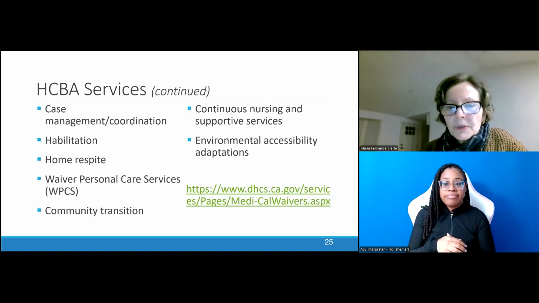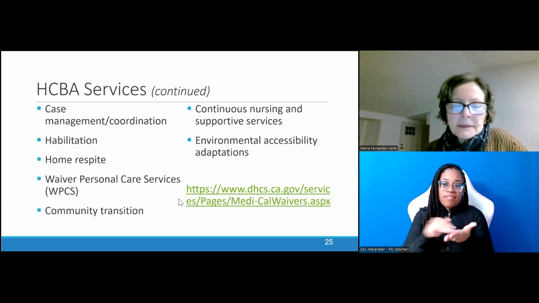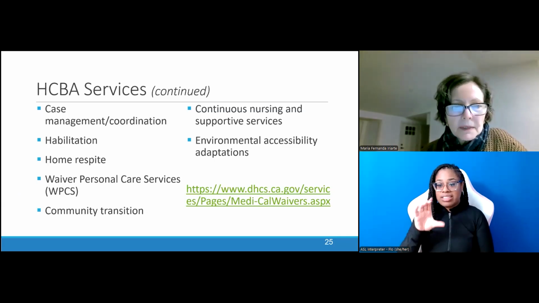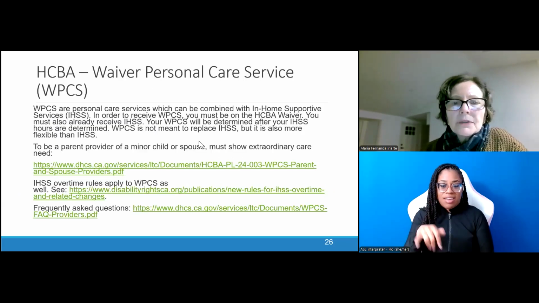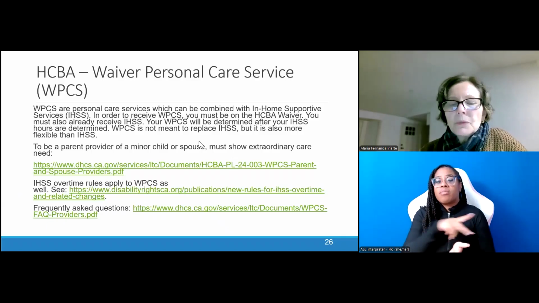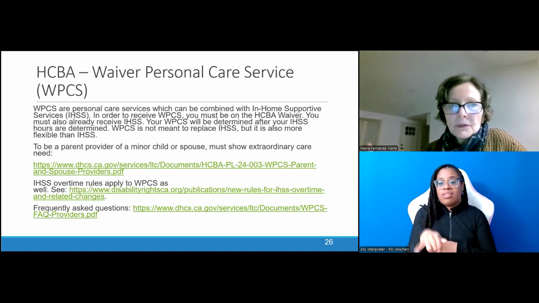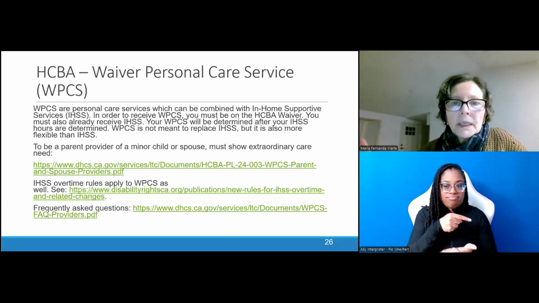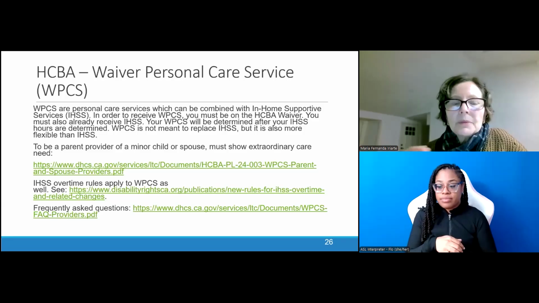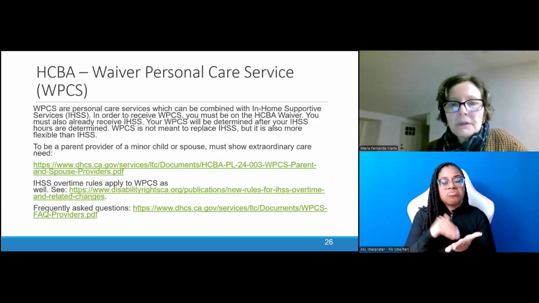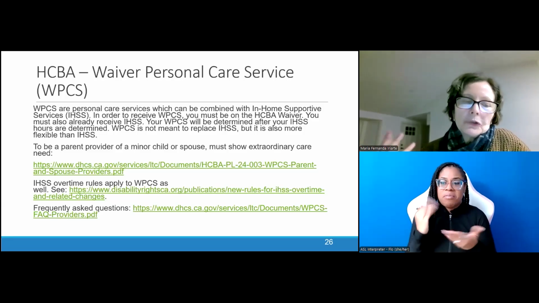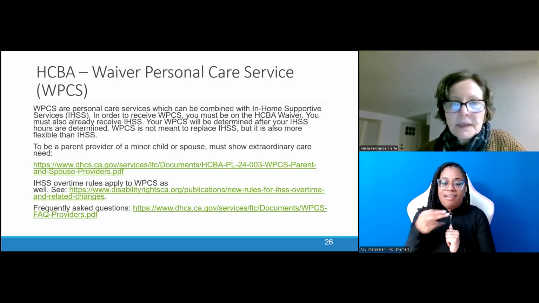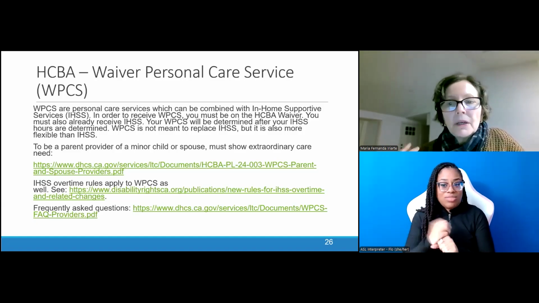The waiver is right here. You can go to DHCS and look at the waiver, the DHCS website. Waiver personal care services is available through this waiver, not any of the other waivers. So these waiver personal care services are combined with IHSS. So you have to be receiving IHSS and be on this waiver.